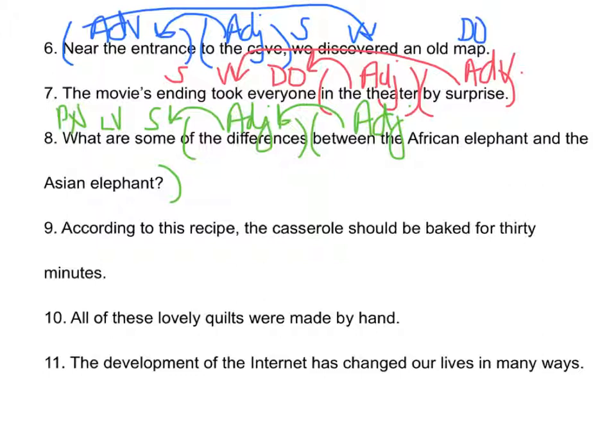Great. According to this recipe, the casserole should be baked for 30 minutes. According to is a compound preposition, if you remember. For 30 minutes, also a phrase. Should be baked, okay, this all is your verb. What should be baked? The casserole.